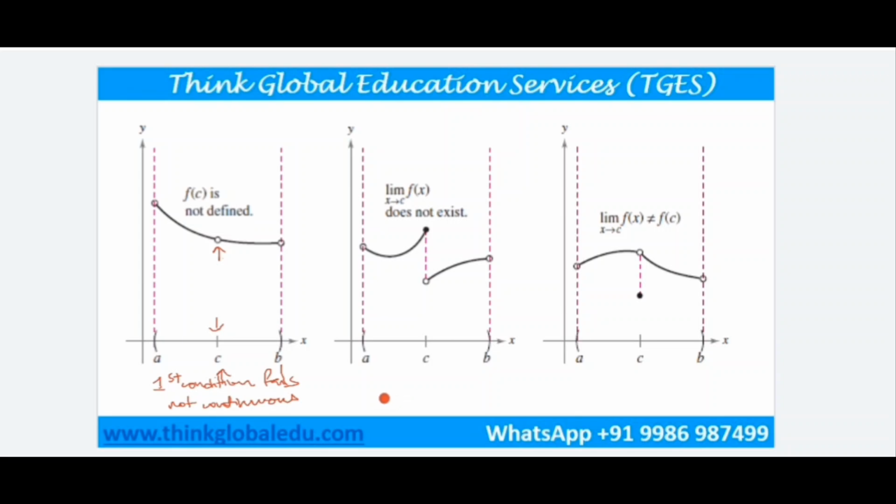Looking into the second graph, we can see that at c, the function is defined somewhere, but immediately after it starts somewhere else, which means the first condition is satisfied, but the left limit is approaching some other point and the right limit is not equal to the left limit. Thus the second condition fails here, and it is not continuous.